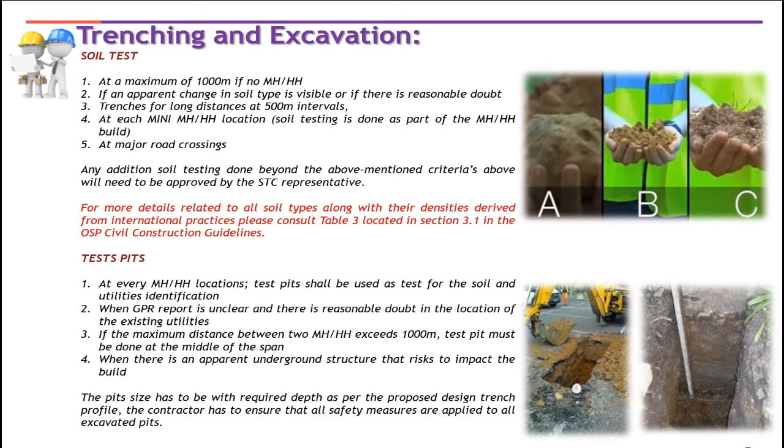Okay, so test pit, on the other hand, can be done at every manhole and handhole location. Test pit shall be used as a test for the soil and utilities identification when the GPR report is unclear and there is reasonable doubt in the location of the existing utilities. If the maximum distance between two manholes or handholes exceeds 1,000 meters, a test pit must be done at the middle of the span. When there is an apparent underground structure that risks impacting the build, test pit is also applicable.